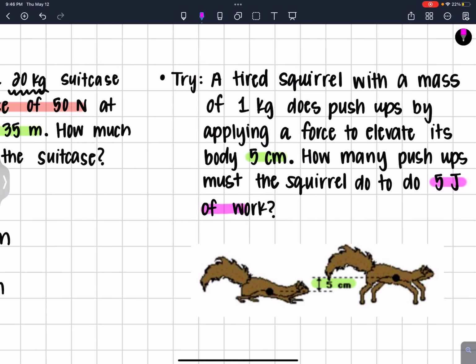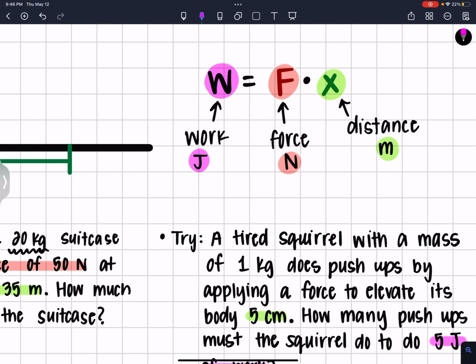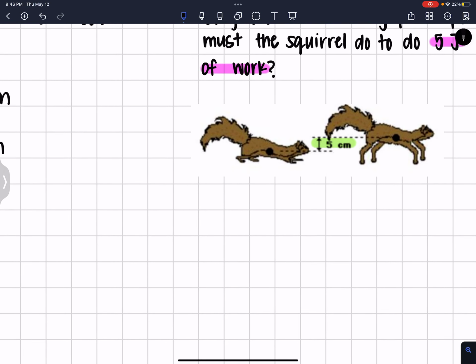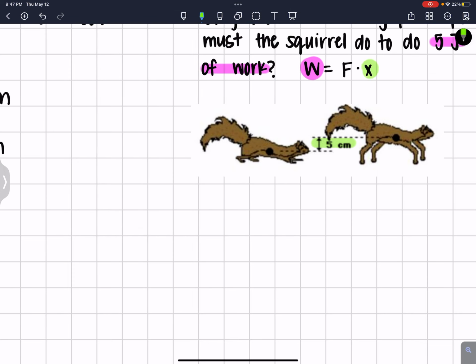So 5 joules of work is a quantity that I would plug in for W in my equation, not for F, force. So remember, this is the equation we're working with. They've been given this variable and this variable. So that must mean that force is what I'm trying to solve for. So I'm going to substitute in 5 joules for work. My force is unknown.